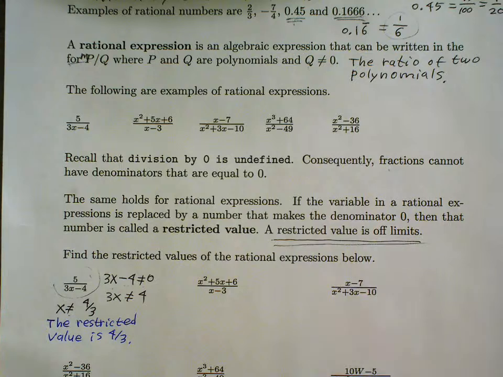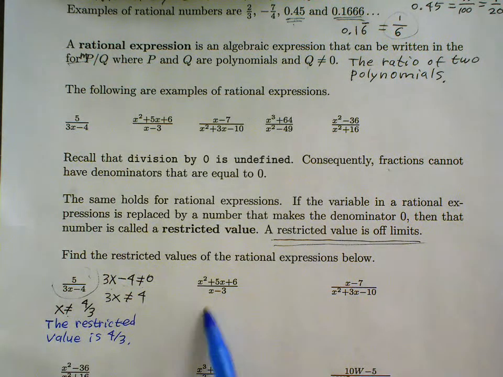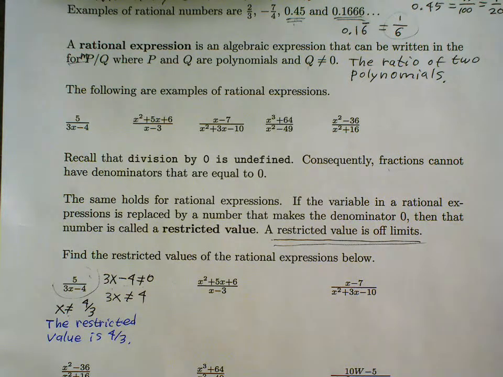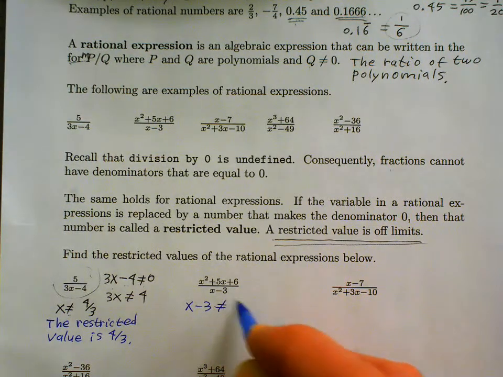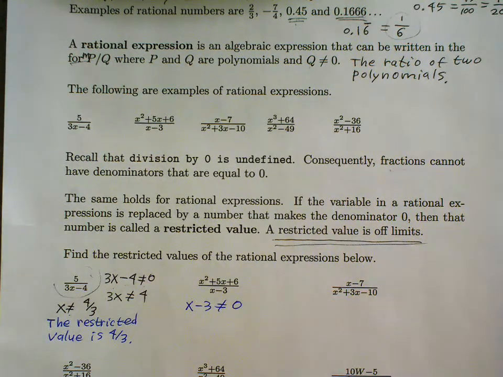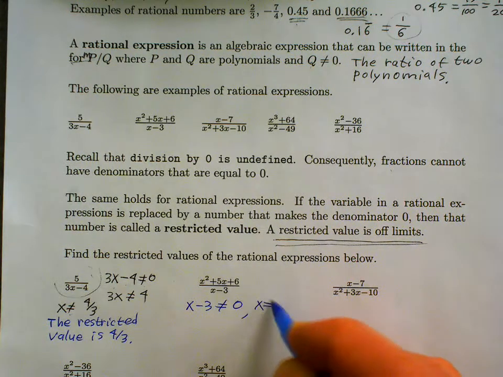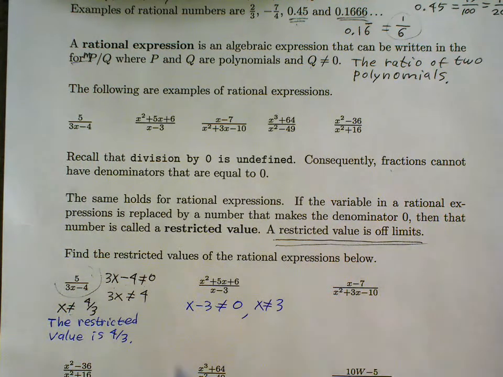Okay, that's all there is to it. What's the restricted value of the next rational expression? This one, x squared plus 5x plus 6 divided by x minus 3. Well, the denominator is x minus 3, so x minus 3 is not permitted to be 0, which means x is not permitted to be 3. So the restricted value is 3.